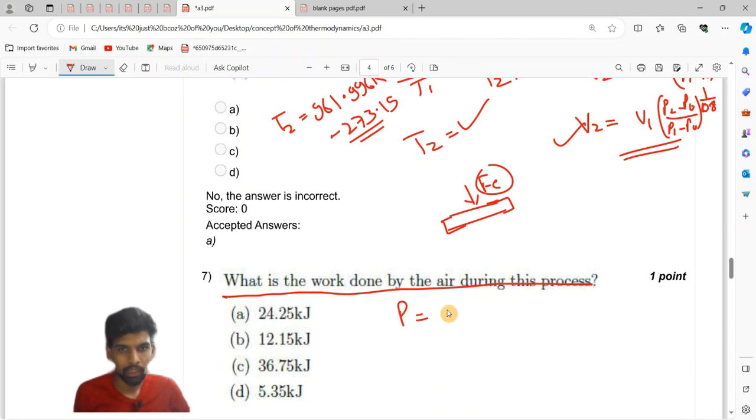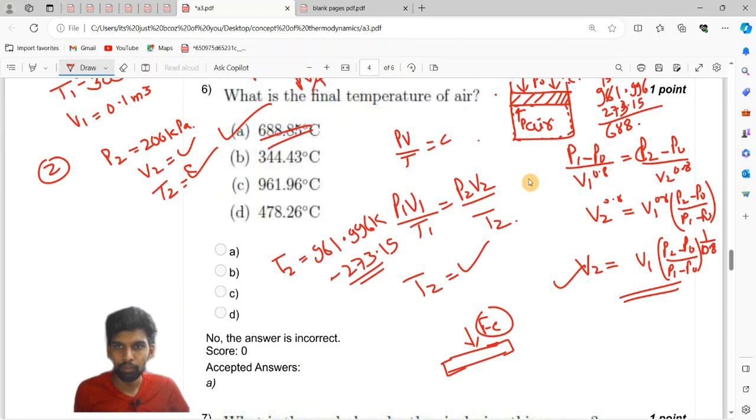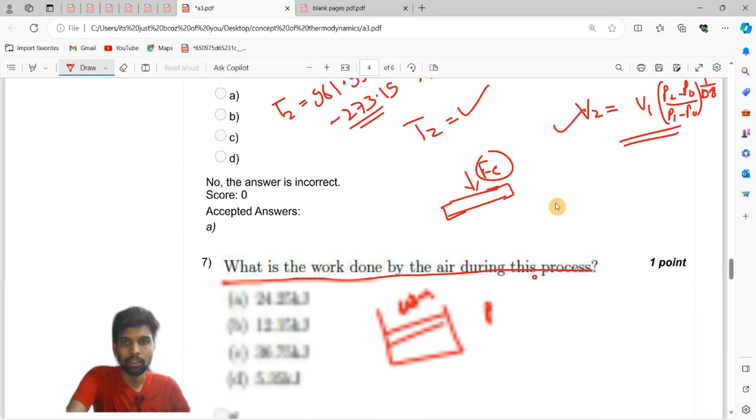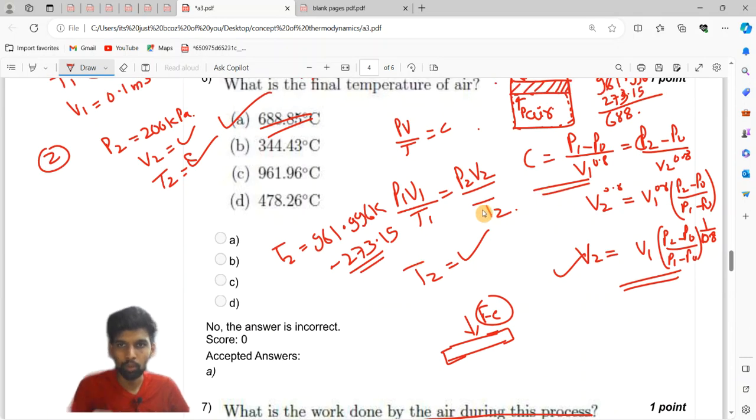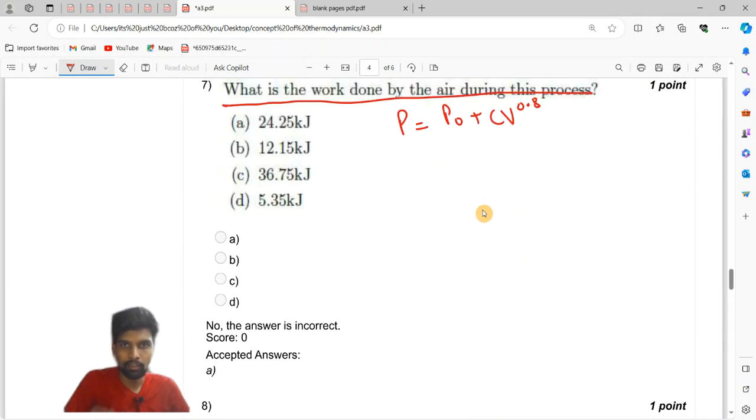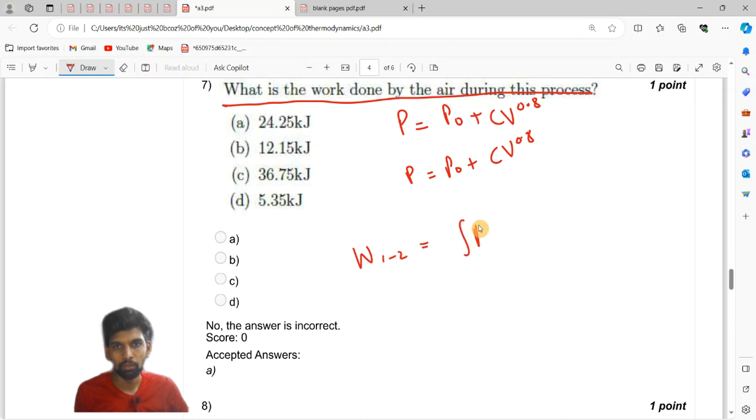The governing equation of the pressure is P is equal to P naught plus C times V raised to power 0.8. The value of C can be calculated from any one of the equations that I have written above. And we know that work done from state 1 to 2 is nothing but the integral of P dV for a closed system from 1 to 2. And P is nothing but P naught plus C V raised to power 0.8. It's a simple integration. Everyone can do it.